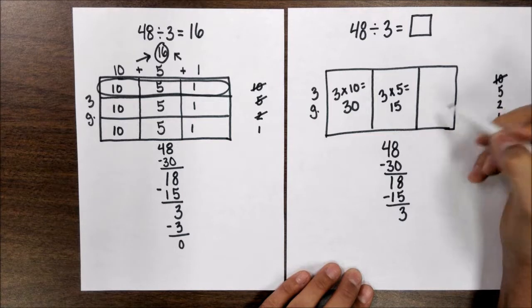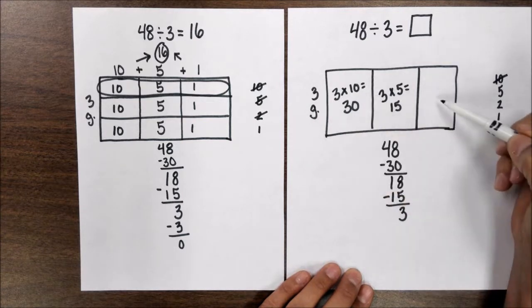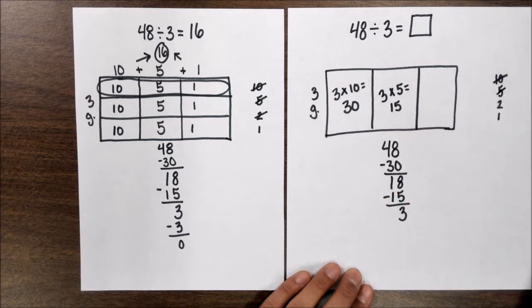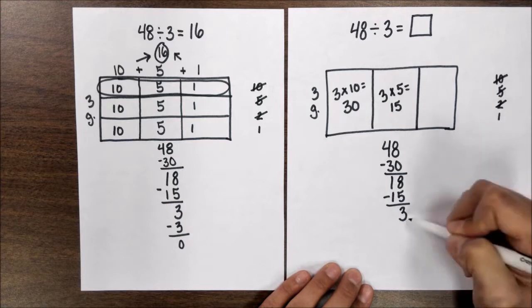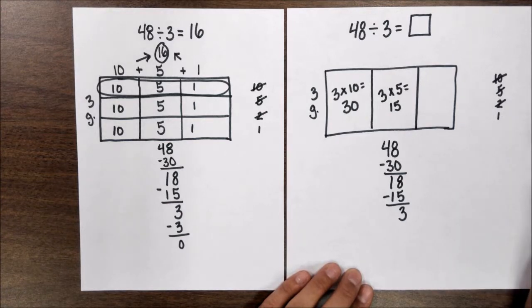Could I share 5 more into each group? Well, 3 groups of 5 would be 15, and I don't have that to share. Could I share 2 into each group? Well, 3 groups of 2 would be 2, 4, 6. I don't have 6 to share, I only have 3. Could I share 1 into each group?